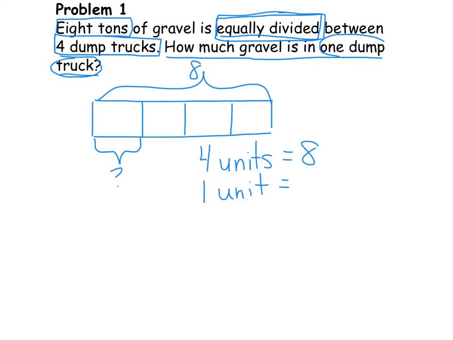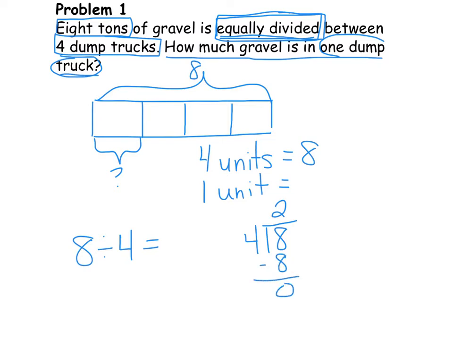So I'm taking my total, which is 8 tons, and I'm going to divide it by my 4 dump trucks, because remember it says equally divided. So 8 divided by 4. Well, I'm going to show this the traditional way too, because we just need practice. So 8 as my dividend, 4 as my divisor, 8 divided by 4, or how many 4s fit into 8? 2. 2 times 4 is 8. 8 minus 8 is 0. Oh, we love that. Let's check it.